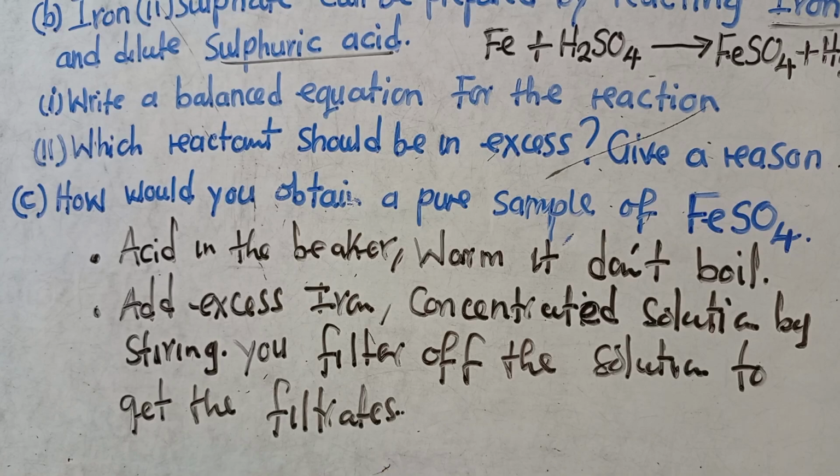You put the acid in the beaker, warm it, and add excess iron to form a concentrated solution. You filter off the solution to get the filtrates. The filtrates are the salt that we are looking for in liquid state. You put it in a cool place so that crystals can be formed. Then you wash them to remove impurities. This is what you are supposed to do.